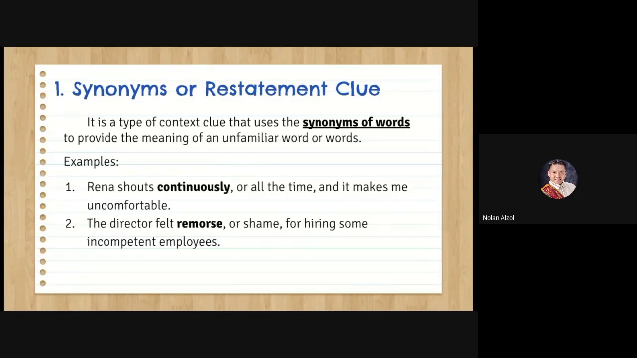Next, the director felt remorse or shame for hiring some incompetent employees. Again, we see the word "or," which signals synonymous term. Therefore, we can say that remorse and shame share the same meaning or they are synonymous.